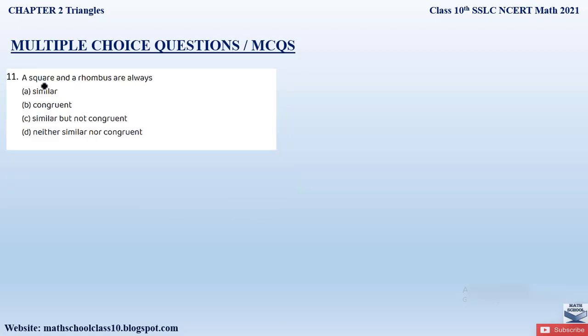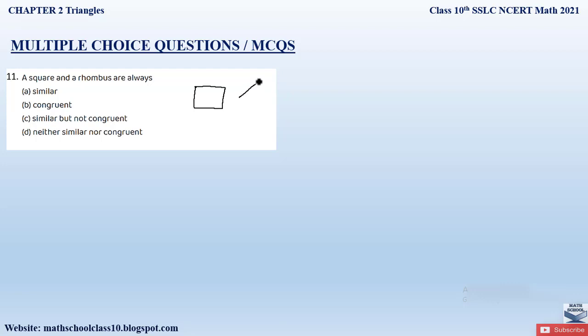Question number 11 is a square and a rhombus are always similar, congruent, similar but not congruent, neither similar nor congruent. So in case of a congruency, criteria is that it should have same shape and same size. If we consider a square, all the four sides in a square are equal.